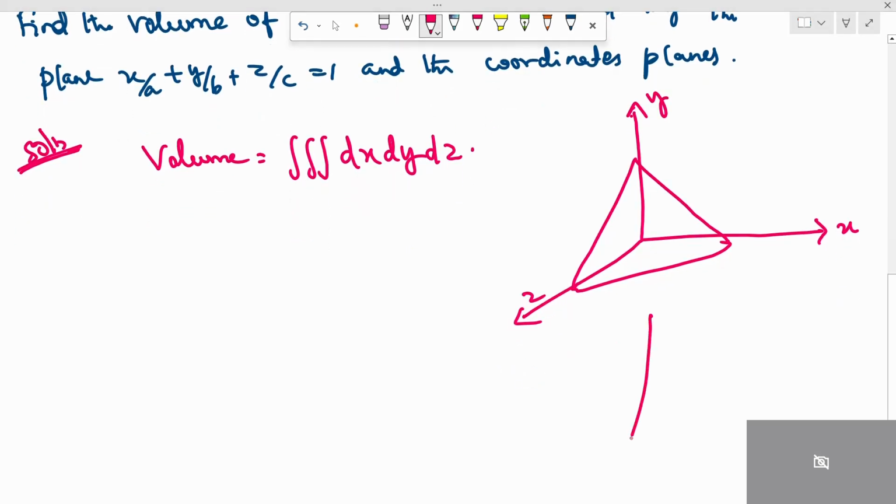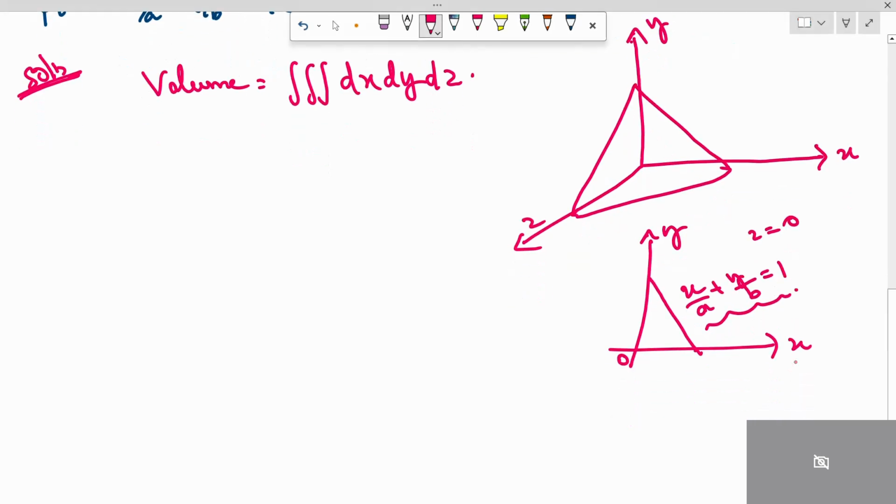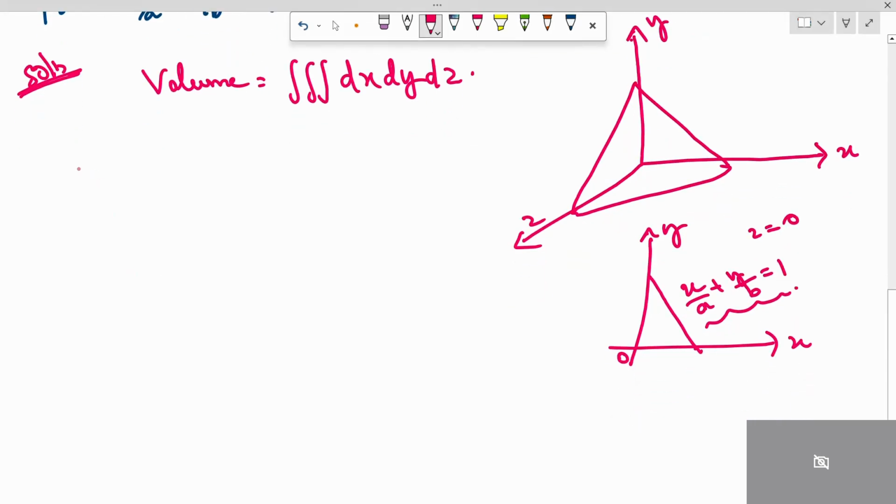Now we are going to project in the 2D. We will get this triangle form. This is origin. Here z is equal to 0. If z is equal to 0 means we can write x by a plus y by b is equal to 1, intercept form. Now we are going to find the limits.